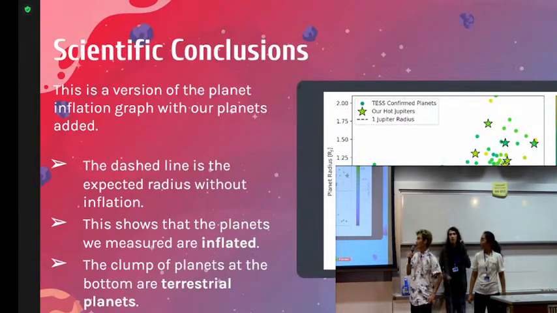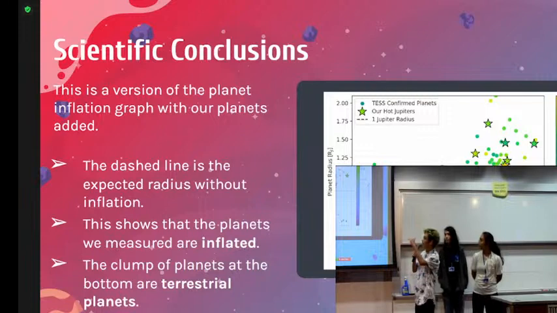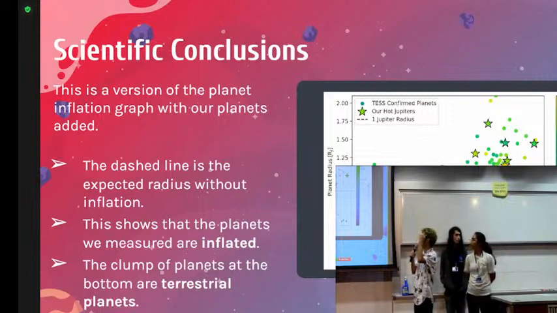Okay, so what can we draw from this? The dashed line, just to start with our graph, is an average Jupiter. It's taking the radius of Jupiter and saying, hey, this is what we'd expect for all Jupiter-sized planets, right? Here is a version of the graph that we showed a little bit ago, but it includes our hot Jupiters, and as you can see, they fit directly into the hot Jupiter section. You can see that there are two groups of planets here.